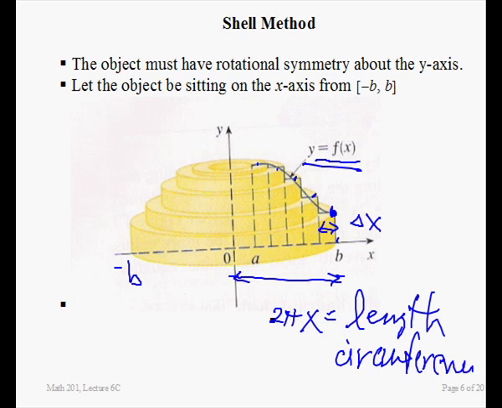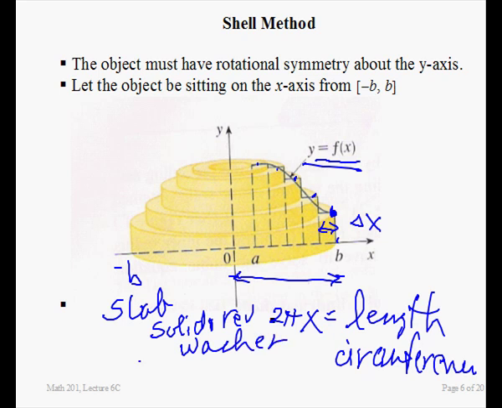Those are your three methods. The slab method, with the variations of the solid of revolution and the washer. Then the other is this shell method.